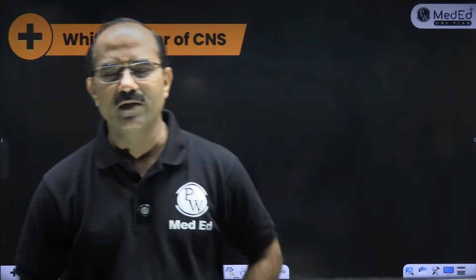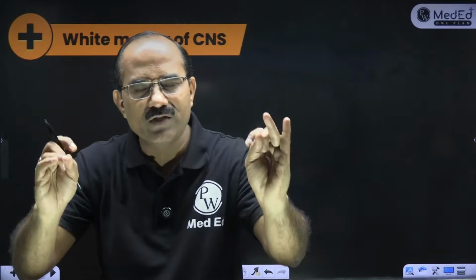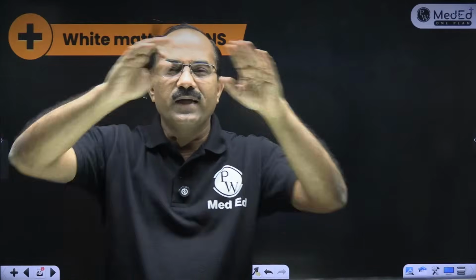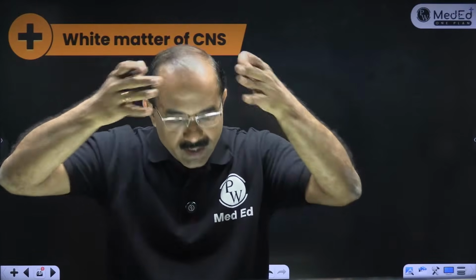White matter of the brain, 3 types of fibers याद रखना. Commissural fibers, projection fibers, association fibers. ये याद रखना. Commissural fibers क्या होता है? Which connect similar areas in the opposite hemisphere. This comes for MCQs also. Connect similar areas in the opposite hemisphere.